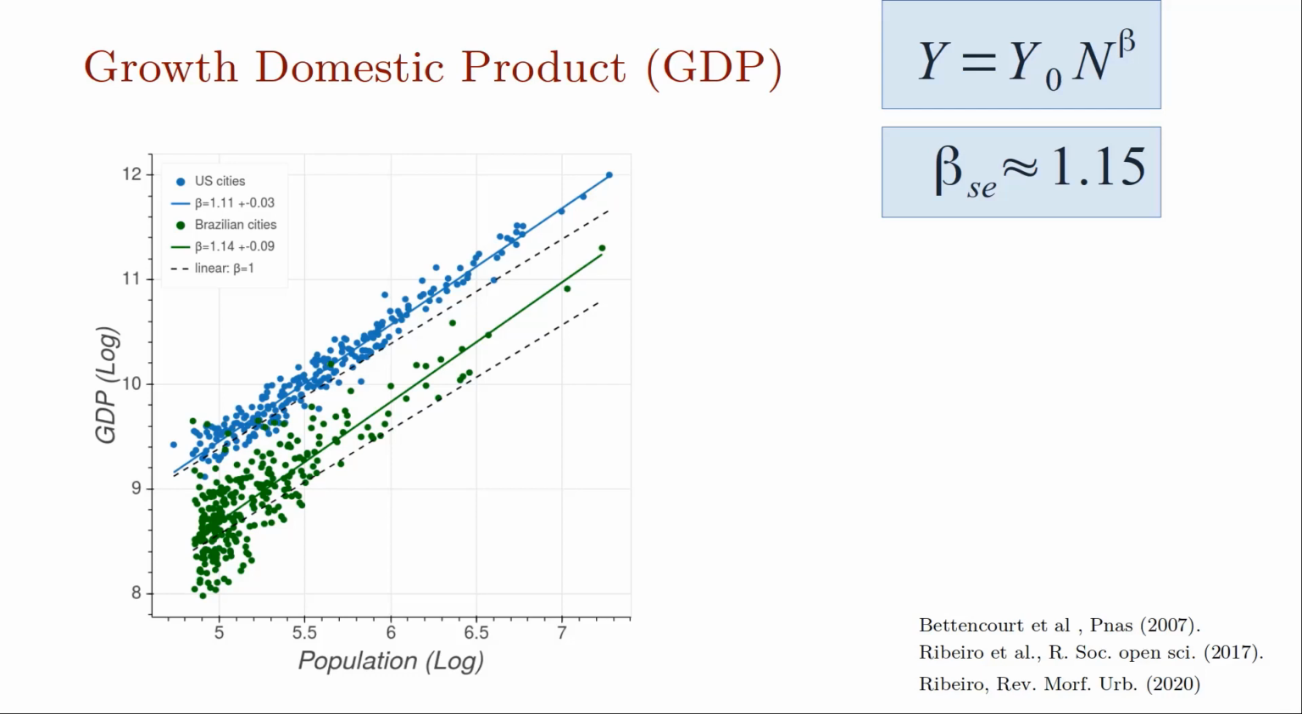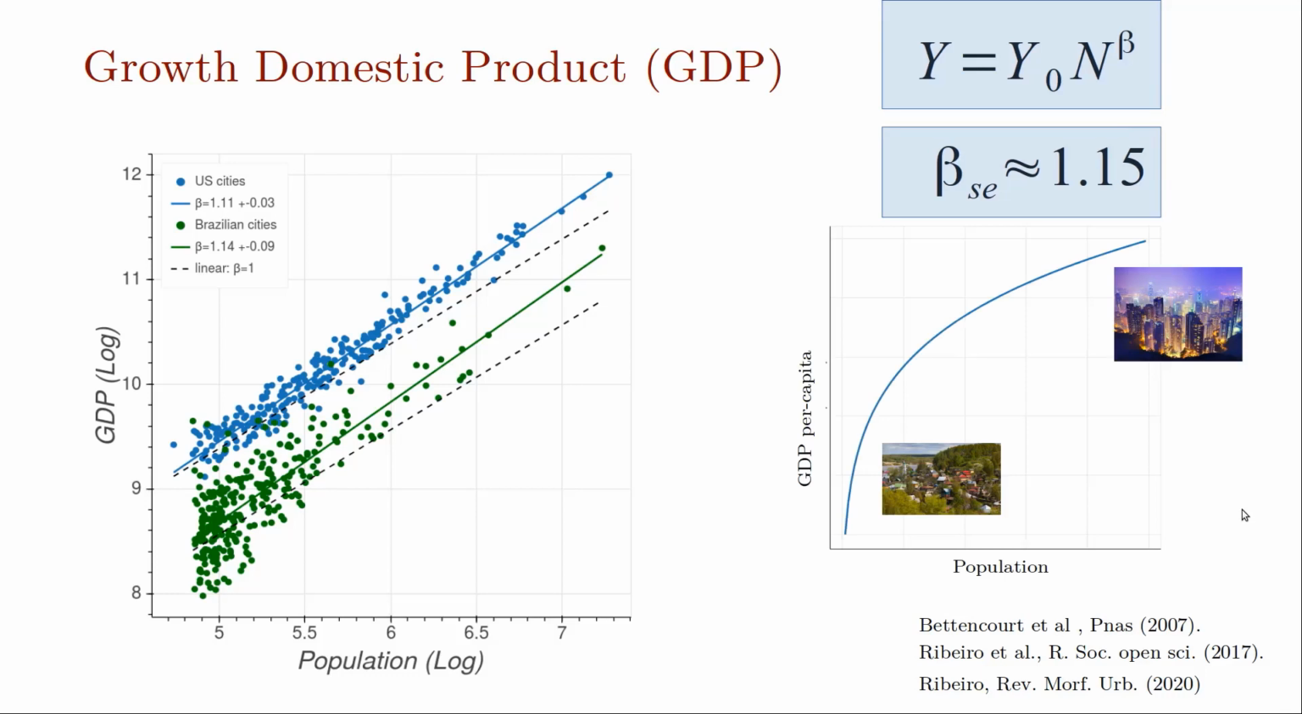And this straight line here in the log-log plot means that this data can be described by the power law like this one, with exponent greater than 1. That means that when you increase the size of the city, you also increase the GDP per capita. That means that larger cities are richer, right?